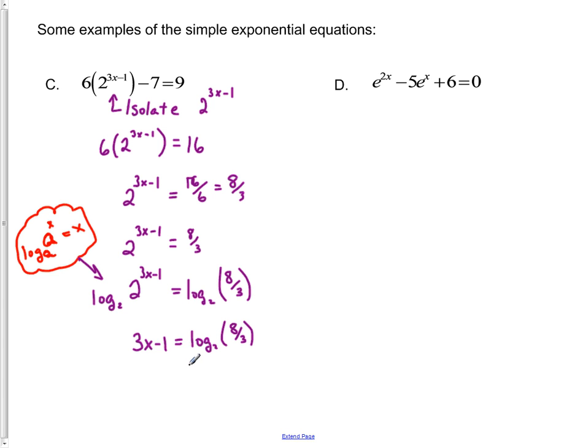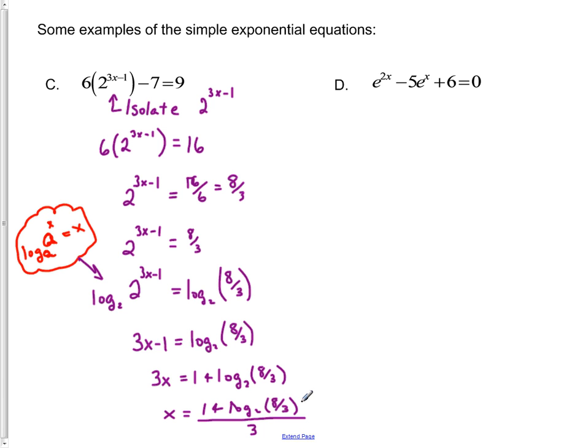Well, we can actually use a couple of properties right here to reduce this even further if we wanted to, but just for the moment, we want to isolate x. So to isolate x right here, I'm going to take this to be 3x is equal to 1 plus my logarithm on the right hand side, so logarithm base 2 of 8/3, whatever that turns out to be, and then dividing both sides by 3 gives me 1 plus this logarithm base 2 of 8/3 all divided by 3.